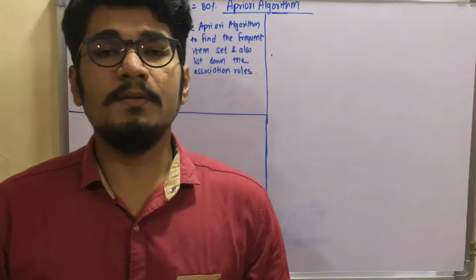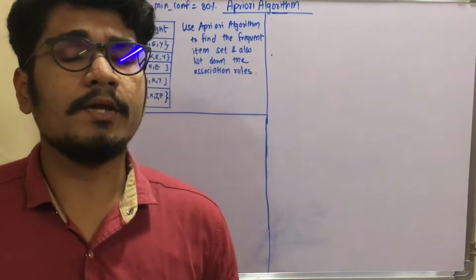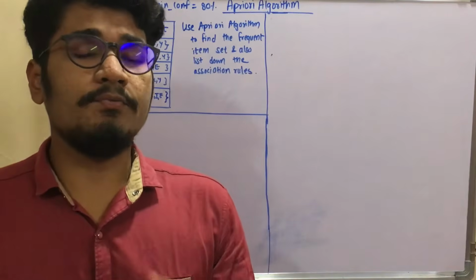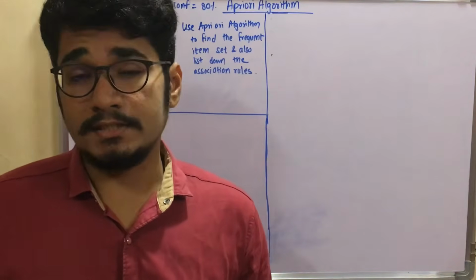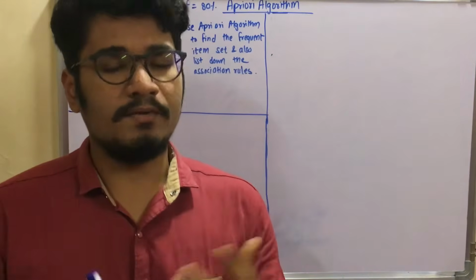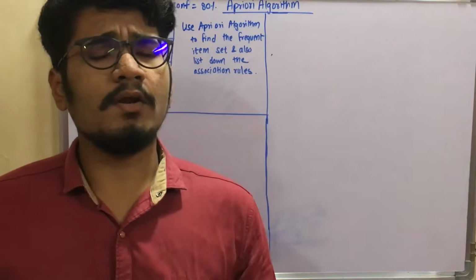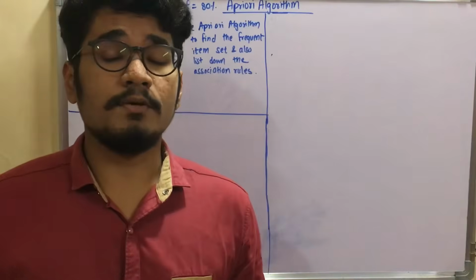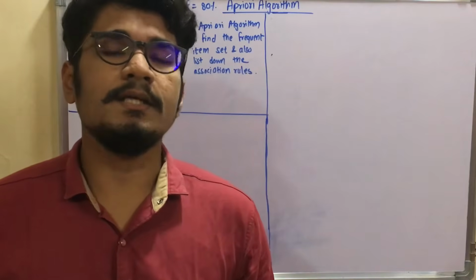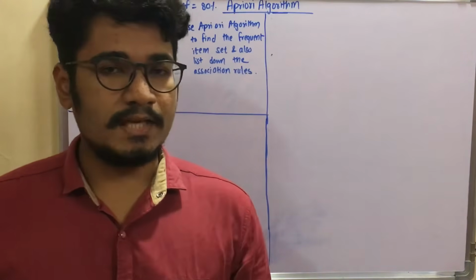So in today's video, we'll be solving a problem based on the Apriori algorithm for data mining. Before we solve a problem, let's have a basic understanding of what the Apriori algorithm is and where it is used. The Apriori algorithm is an algorithm for frequent item set mining in data sets for relational as well as transactional databases.